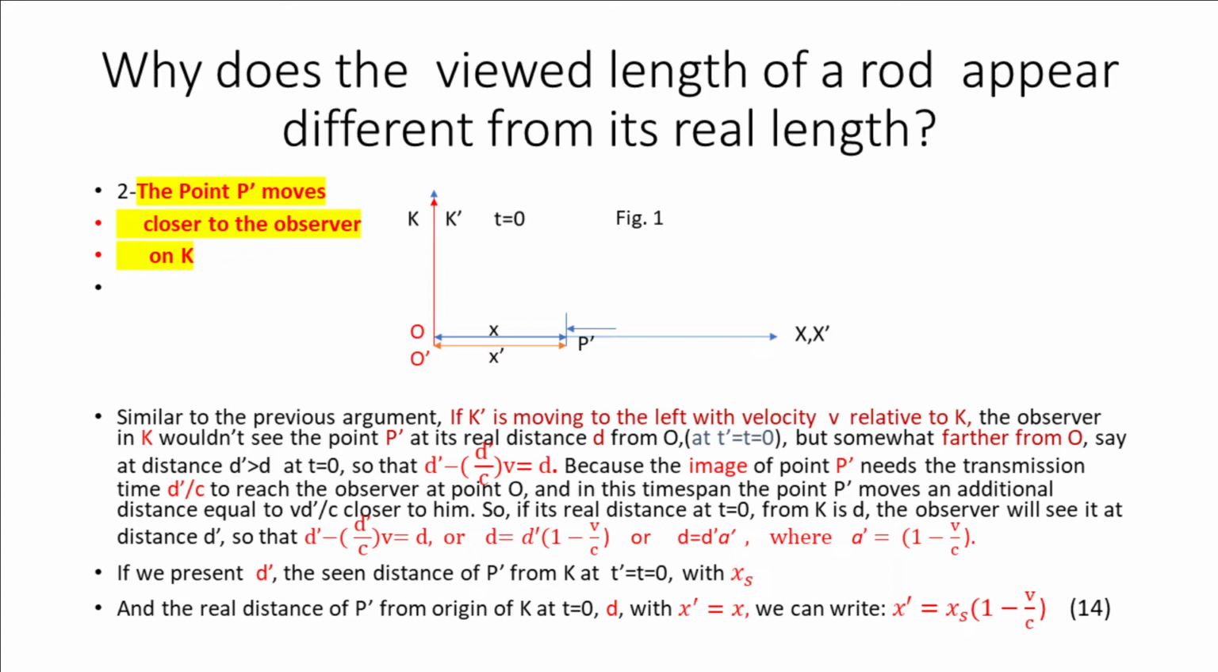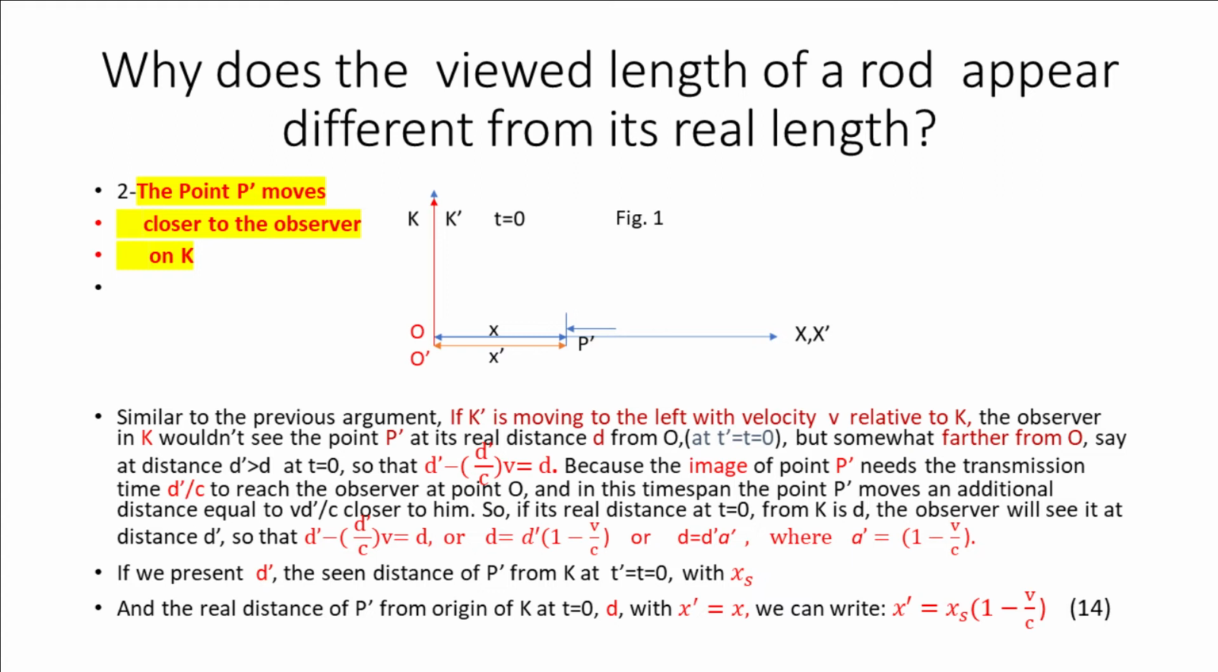Because the image of point P' needs the transmission time d' over c to reach the observer at point O, and in this time span, the point P' moves an additional distance equal to v times d' over c closer to him. So, if its real distance at t equals 0 from K is d, the observer will see it at distance d', so that d' minus v times d' over c equals d, or d equals d' multiplied by a', where a' equals 1 minus v over c.